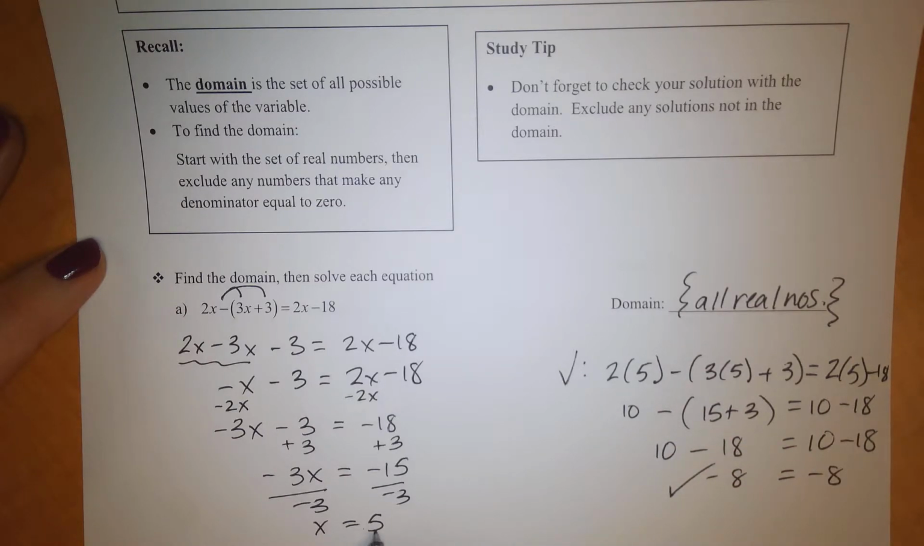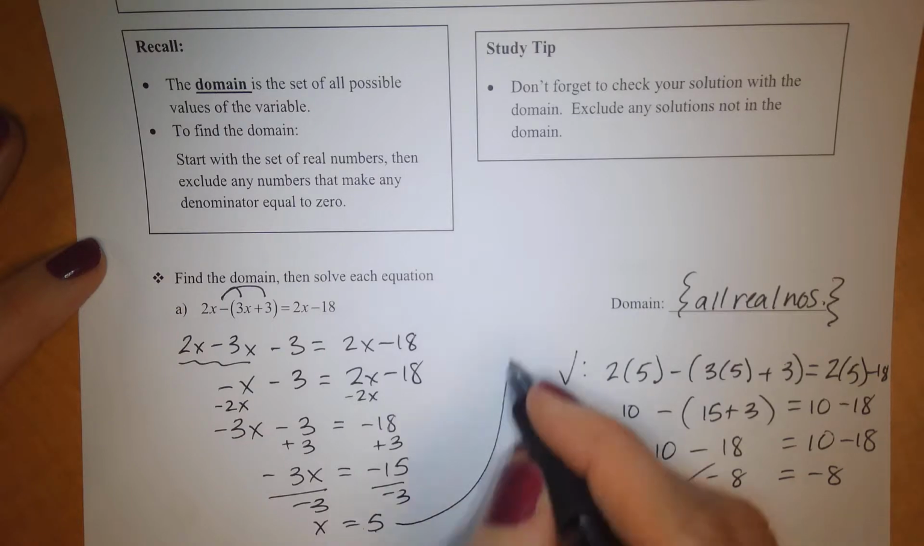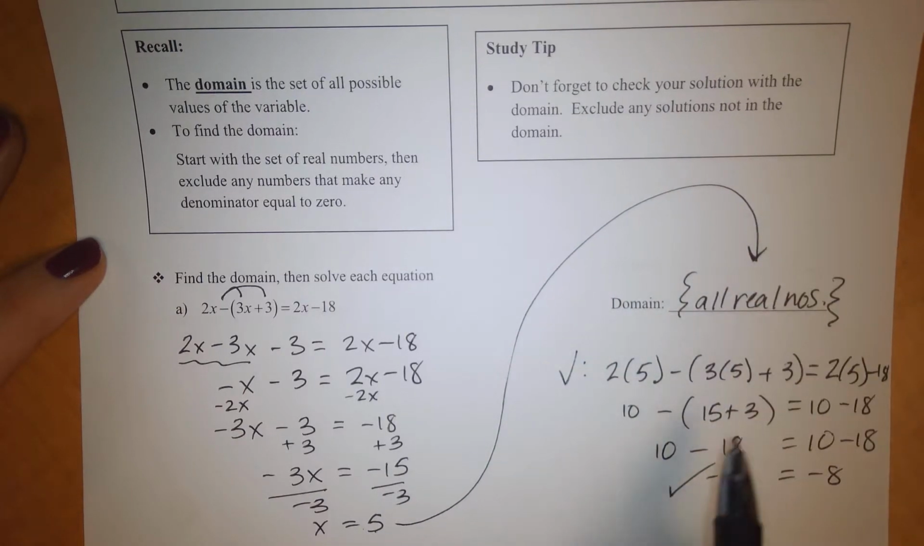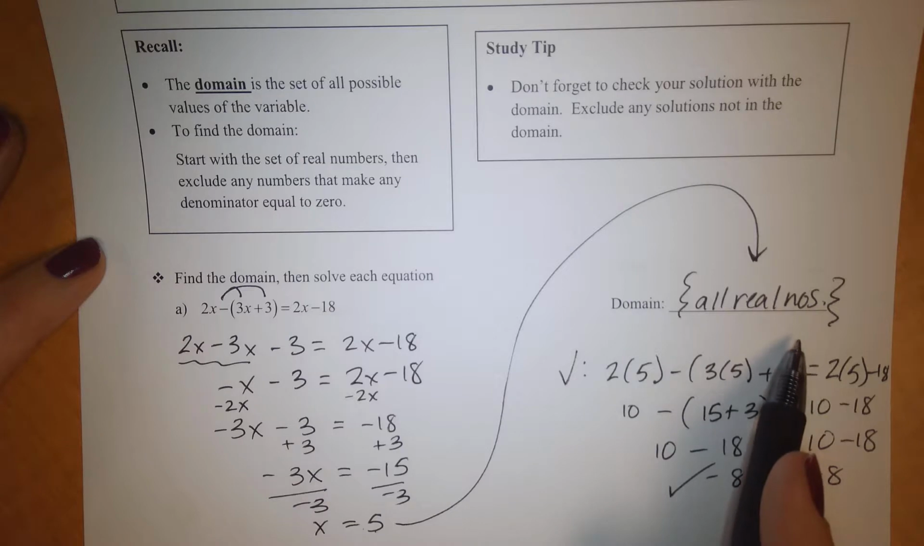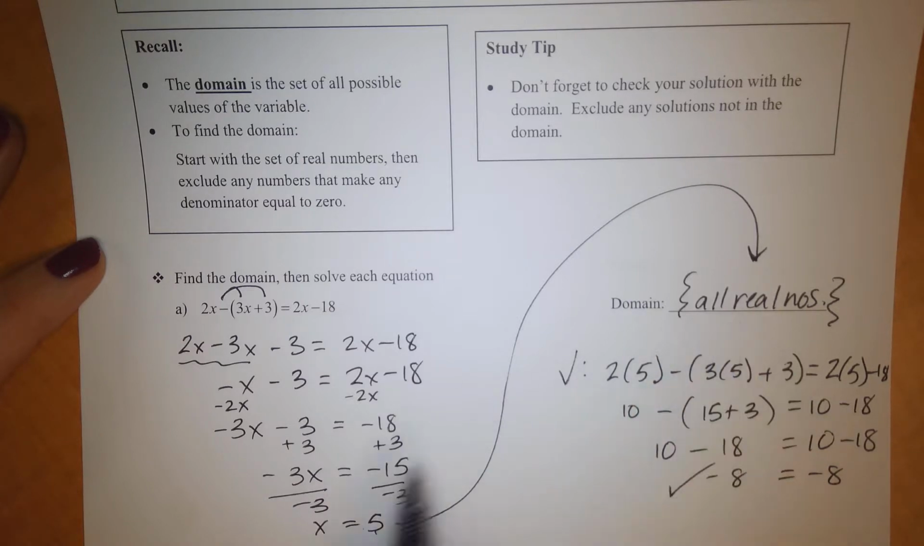Another thing you want to do is make sure that this is in your domain. Is 5 in the domain of all real numbers? Of course, 5 is a real number, so that means this is the only solution.